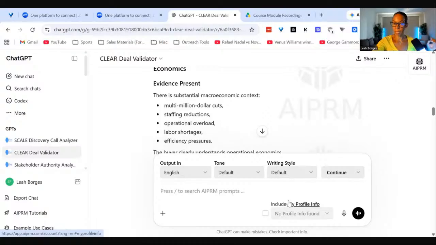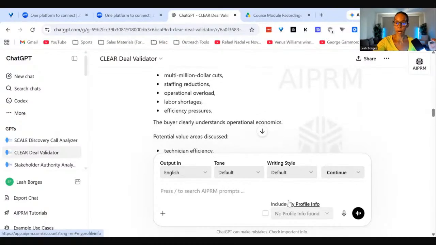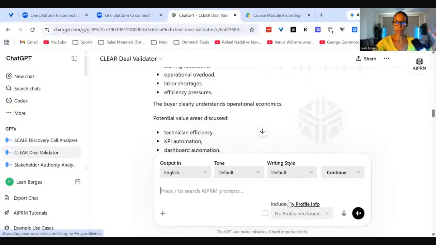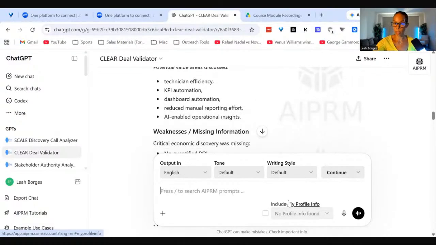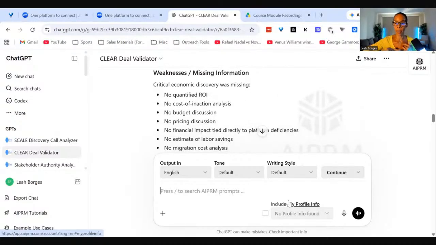So here, economics, evidence present, there's substantial macroeconomic context. So then it gives you all of the information that the buyer gave us. And what do we do with that information? We discuss some of the value areas. Where are our weaknesses? No quantified ROI, COI, no cost of inaction analysis, no budget discussion, no pricing discussion. All these things that we're missing, right? And I don't want you guys to feel bad, right? This is not uncommon. This is not rare.